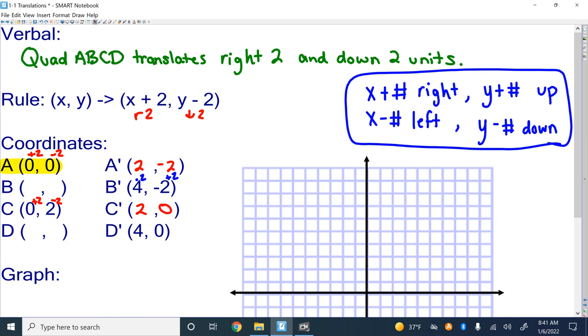Okay. These points are our pre-image points, right? So we're going to use this rule to get our new points. So we're adding 2 to the x and then minus 2 to the y. Now, these points, though, are these. How do I go from here backwards? Wouldn't it be minus 2 and plus 2? Yeah, so minus 2 and then plus 2, right?